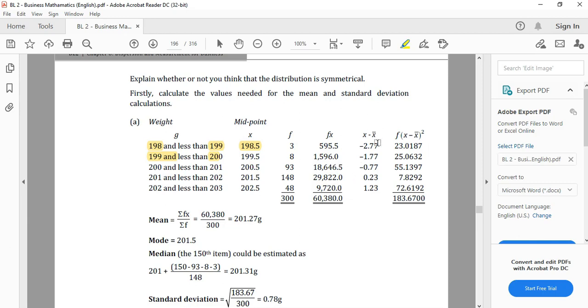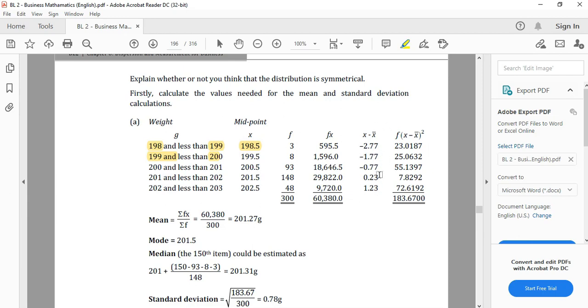And then they took the difference between the midpoint and the mean. They calculated the mean using sigma fx divided by sigma f. And from the mean, they subtracted the midpoint. Basically, it is 198.5 minus 201.27, which is equal to minus 2.77. Then 199.5 minus 201.27 is equal to minus 1.77.